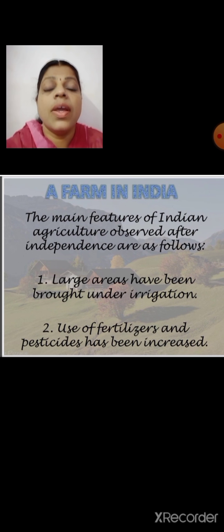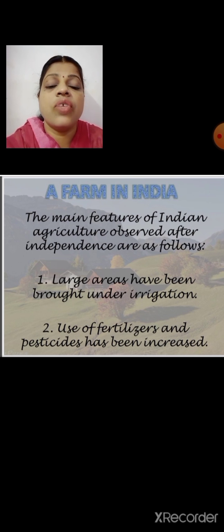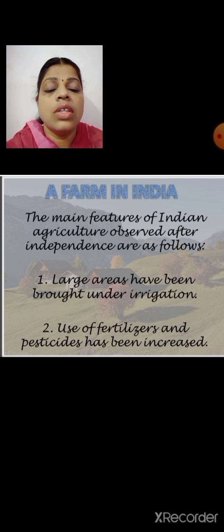A farm in India. So if we discuss the various features of Indian agriculture, especially after independence, we can see that large areas have been brought under irrigation. That is, all the areas which were not getting adequate water supply have been brought under irrigation.